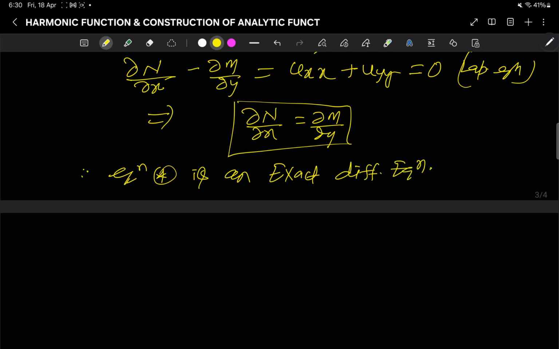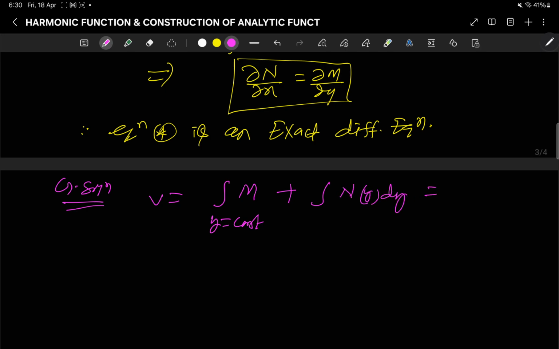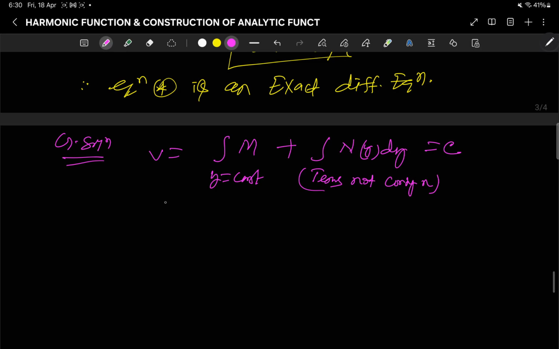and you know the solution of this. What is the general solution? The general solution is V is equal to integral of m treating y as constant plus integral of n, the terms not containing x, dy, is equal to constant. In that way you find V. Thereafter you find f(z) is equal to U plus iV.